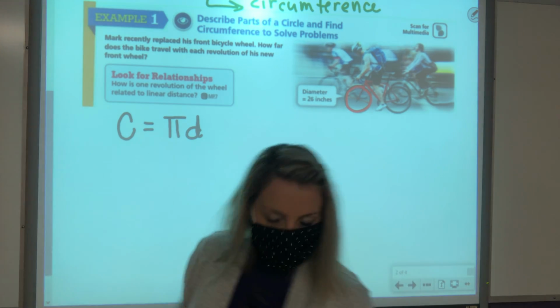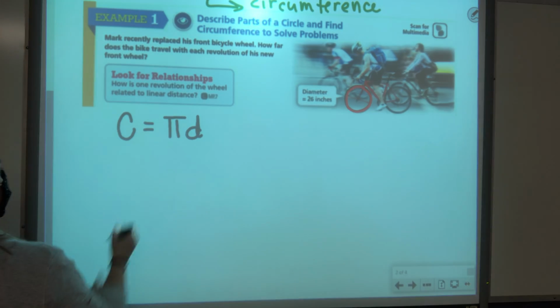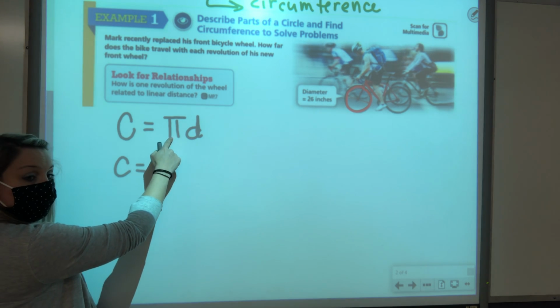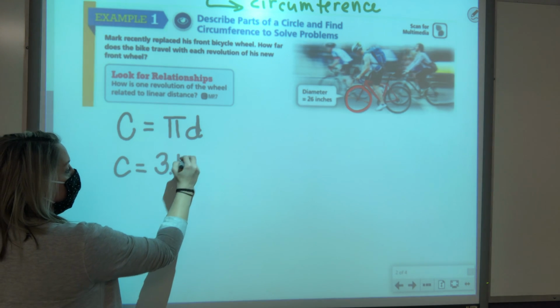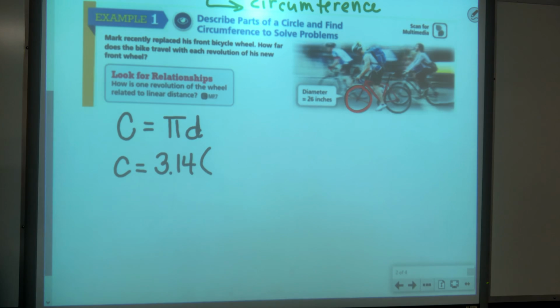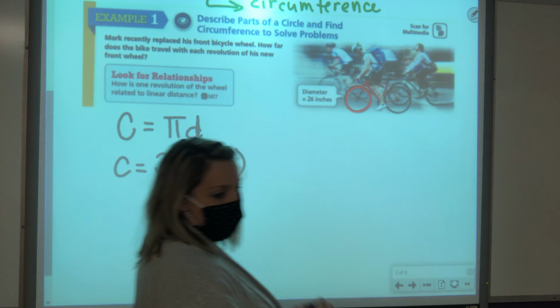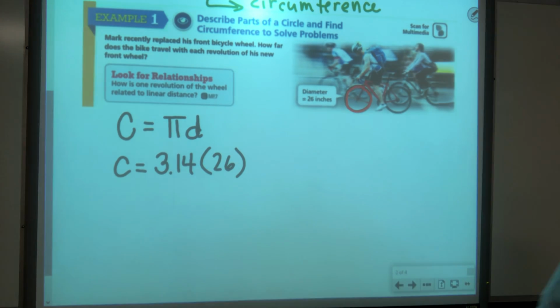So circumference is equal to pi times the diameter. So circumference is equal to pi. What are we using for pi? And what's the diameter of our bike wheel? 26. So when two numbers are together, right next to each other, what operation are we doing? Multiplication. Okay, so go ahead and use your calculator.